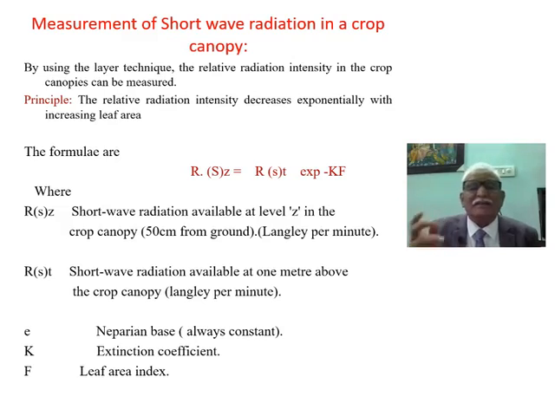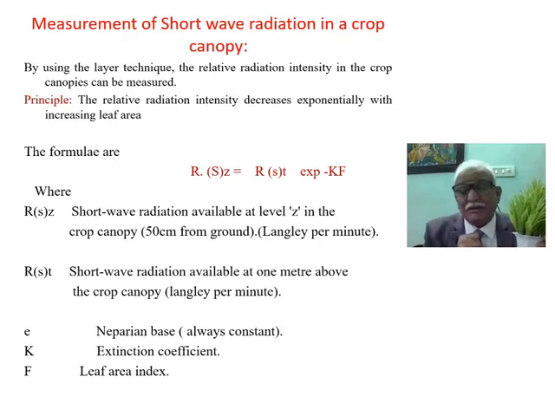The relative radiation intensity of the crop canopy can be measured. What is the layer technique? Simple. A crop is like this. It is divided into different layers: layer 1, 2, 3, 4, 5, 6. It is divided differently. This is radiation.